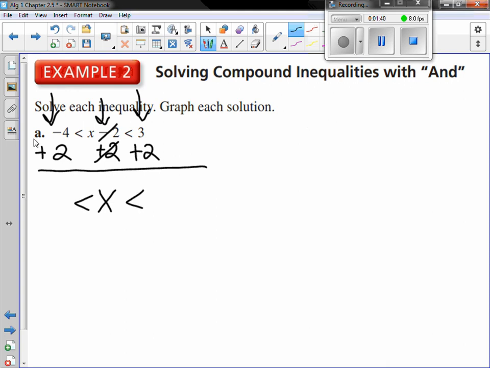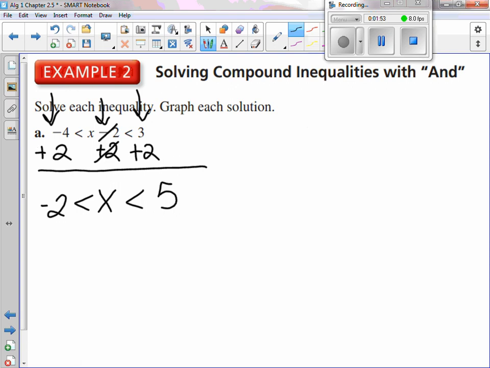Now we can add it on the sides. Well, negative 4 plus 2 is negative 2, and 3 plus 2 is 5. So what we do to the middle for an and statement, we would also do to the two sides. So I can add something to all 3, or I can subtract something from all 3, or I can multiply all the way through, or divide all the way through. Any questions on how we did this here? We good with this here?